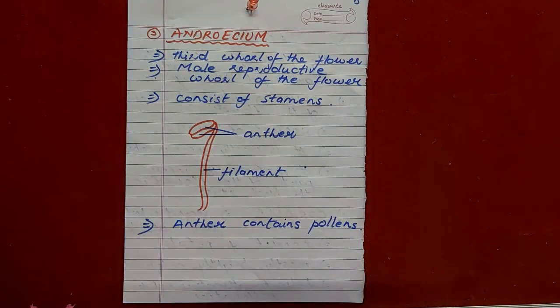This is the anther. This is the filament. The small rounded one is the anther, and this long tube-like structure is the filament. And in this round structure, pollen grains are present. Now comes the gynoecium.